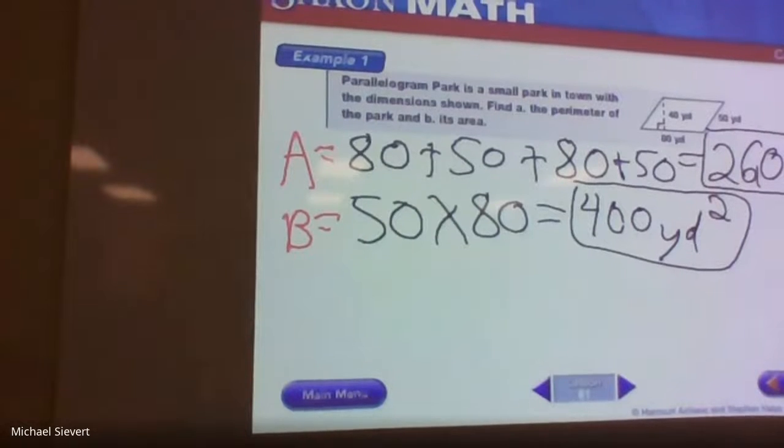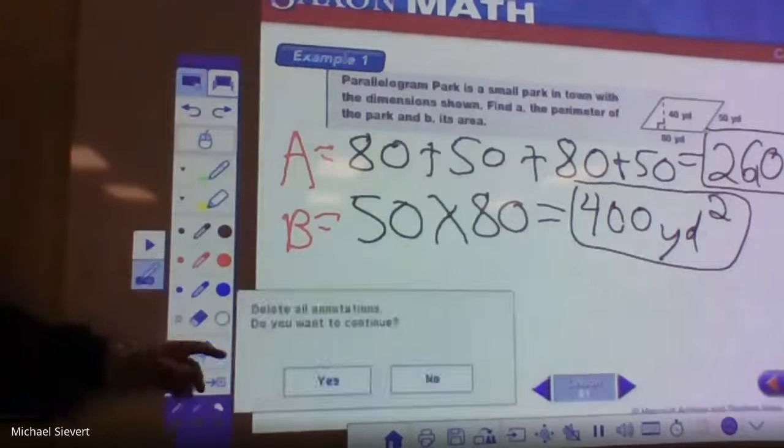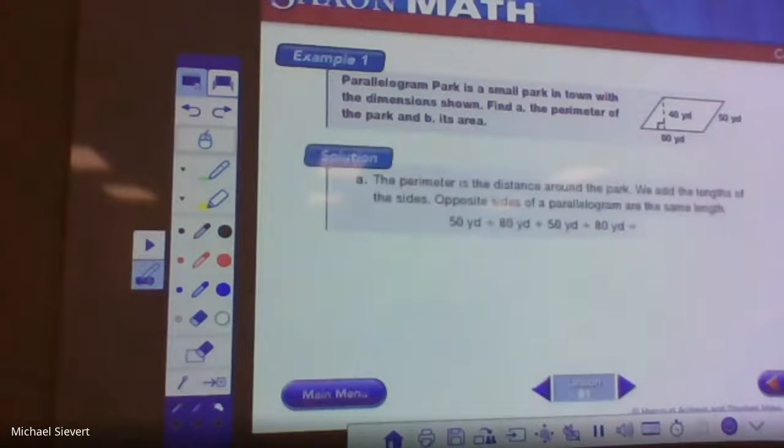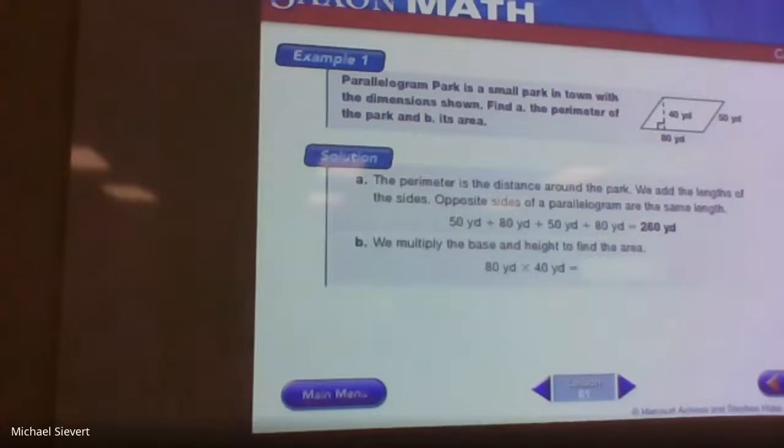Okay, I'm going to erase this. Let's see if we did. I'm positive we did the first one right. There we go. We got 260 yards. Great. Let's see if we did B right. 80 times 40. Oh, man, we messed up. We weren't supposed to take base times length. We're supposed to take base times height.